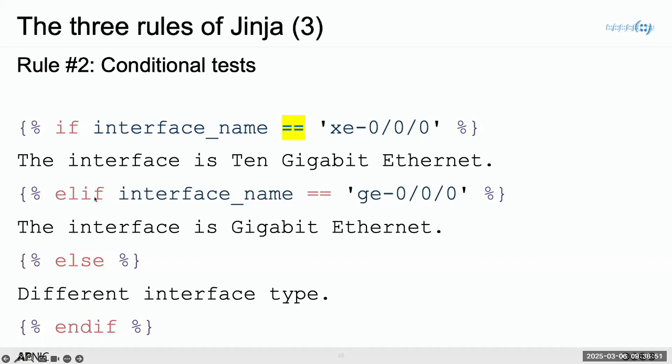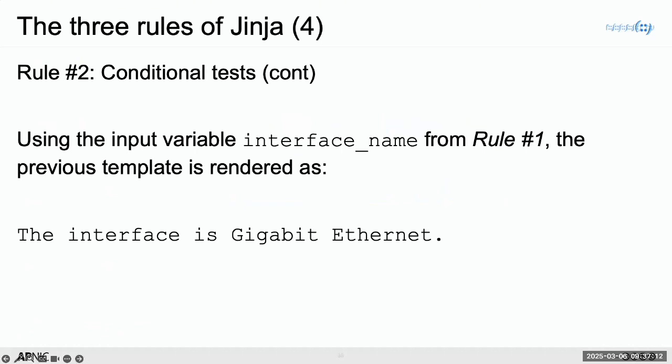But if not, this is how we write the else if, elif, and interface again the variable, and then if the interface is GE, then it should print the interface is gigabit Ethernet. We can have else, and then at the end we need to end it with endif. So in the previous case we saw, if the interface name is G0, then it will have the following output: the interface is gigabit Ethernet 0.